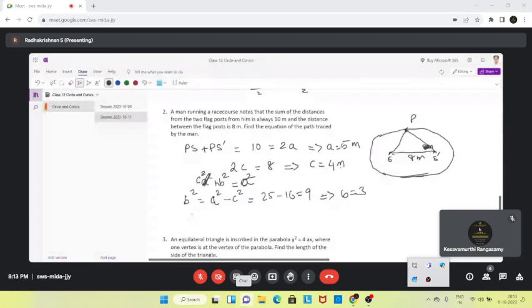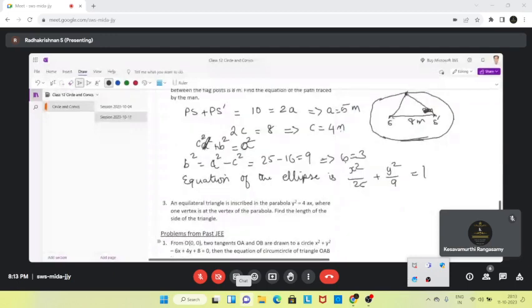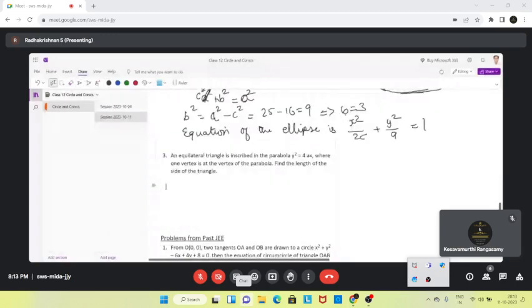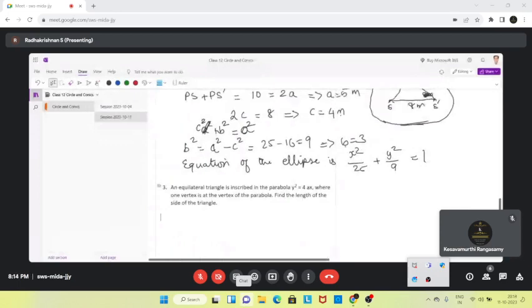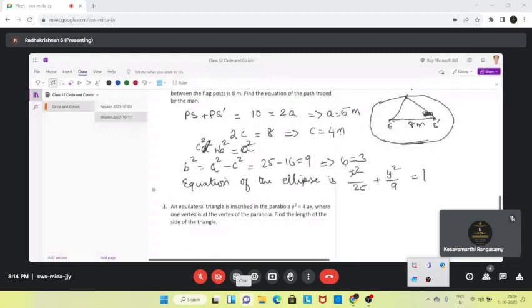So what is the equation of that ellipse? X square by A square. So this is what is asked, right? The equation of the path traced by the man is the equation of the ellipse: x squared by 25 plus y squared by 9 equal to 1.